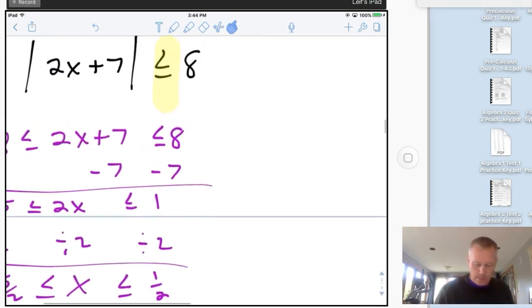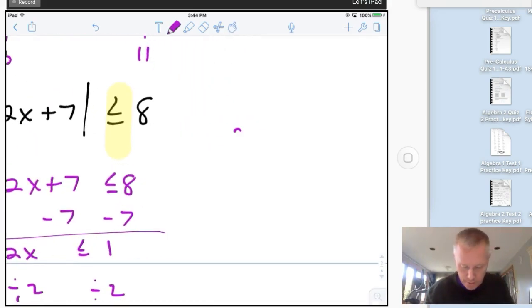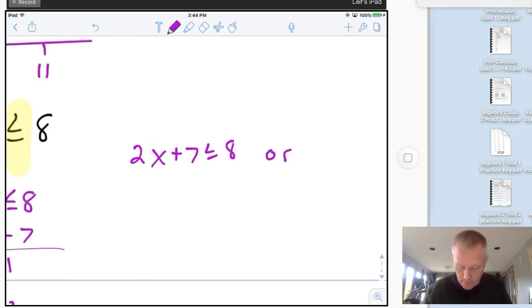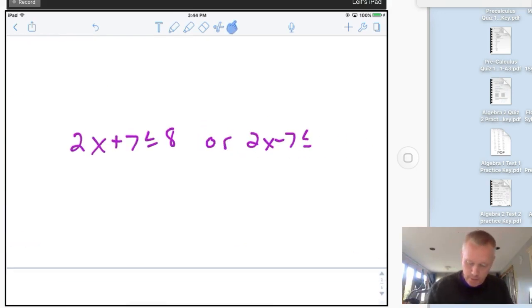Okay. Suppose I'd done it the other way, where I'd gone 2x plus 7 is less than or equal to 8, or 2x plus 7 is greater than or equal to negative 8, and I've got to flip that sign, remember, when you do the negative? I mean, you'd have done the same things here.